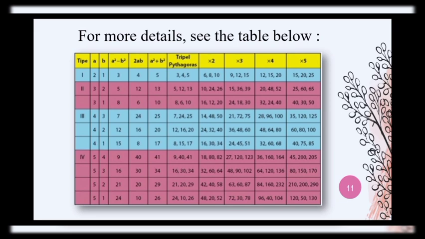and we can multiply that by 2, 3, 4, and 5. If we multiply by 2, the Pythagorean triple can be 6, 8, 10. And if we multiply by 3, the Pythagorean triple can be 9, 12, 15, and so on.